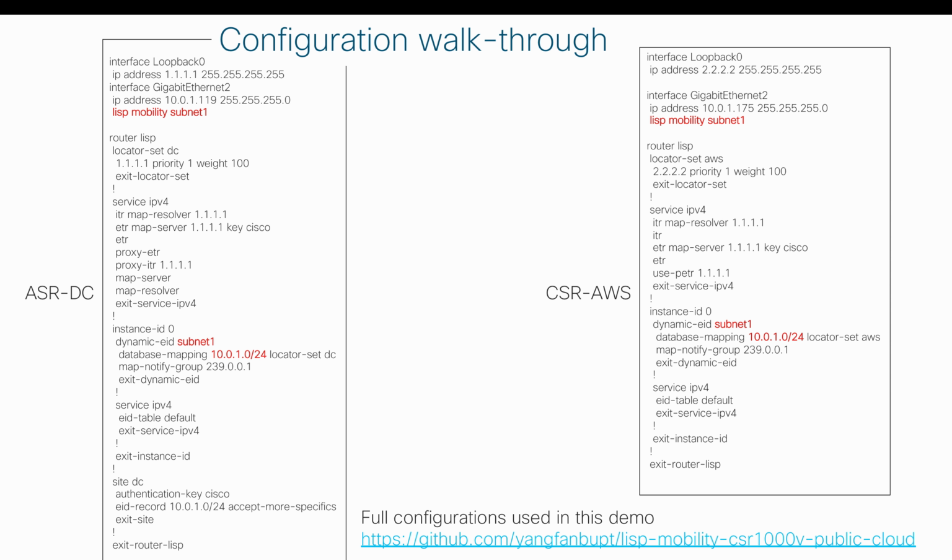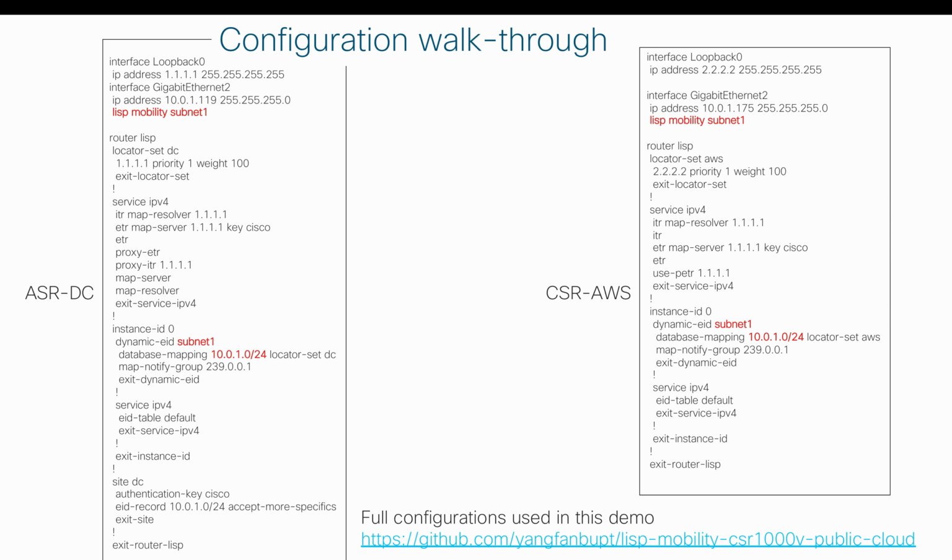So you need to configure this mobility subnet configuration. And subnet 1 is defined in the later router LISP section, but you need to enable this configuration. And this is more like a dynamic host detection on the gigabit interface, which is LAN-facing.